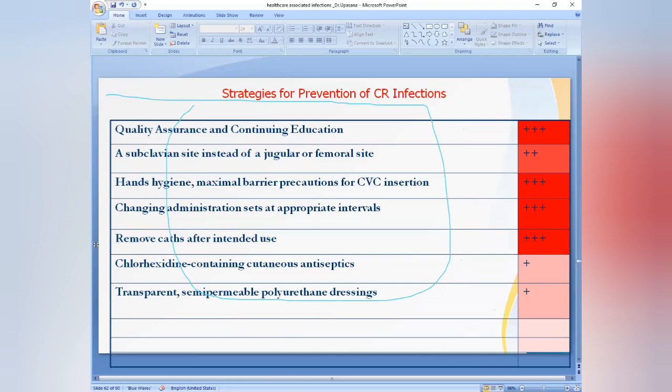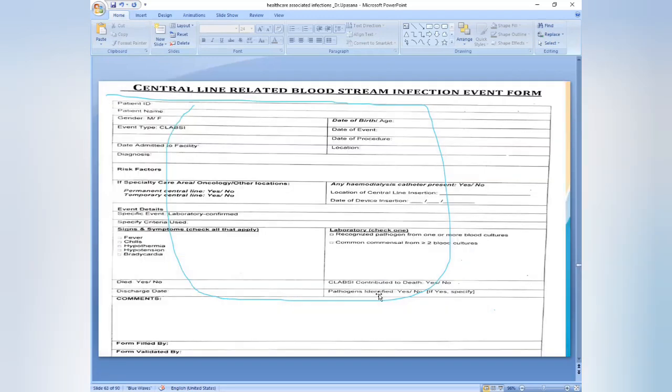Here, one point I would like to add is the frequency of change of dressings. It depends: gauze pieces every 2 days have to be changed, semi-permeable dressings every 7 days have to be changed, and implanted catheters once in a week have to be checked for changing or not. So remove catheters after they have been used. Chlorhexidine containing cutaneous antiseptics, I've just spoken about. Transparent semi-permeable polyurethane dressings, and please ensure every 7th day it is changed.